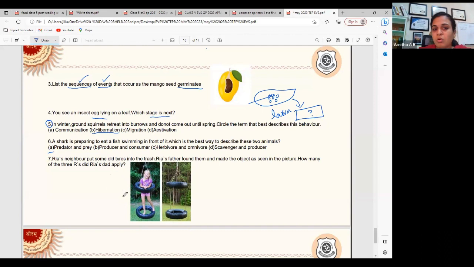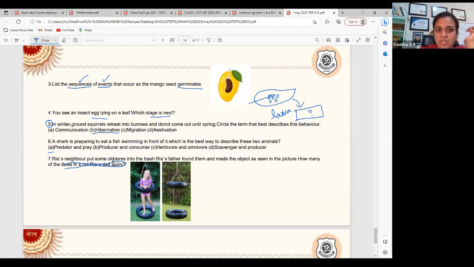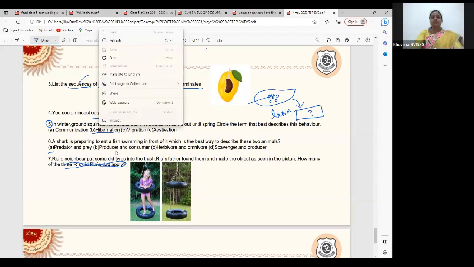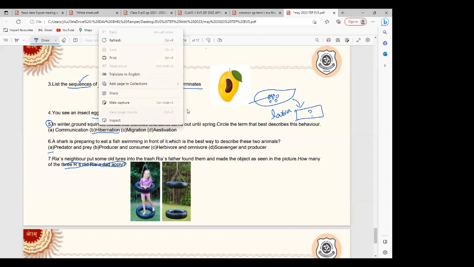Ria's neighbor put some old toys in the trash. Ria's father found them and made an object as seen in the picture. How many of the 3 R's did Ria's dad apply? The other way of asking this question is, what are the 3 R's? Reduce, reuse, recycle. So that is the simplest way of asking.